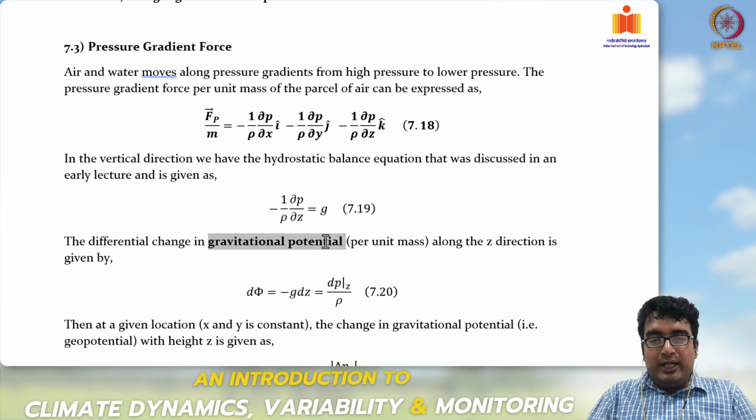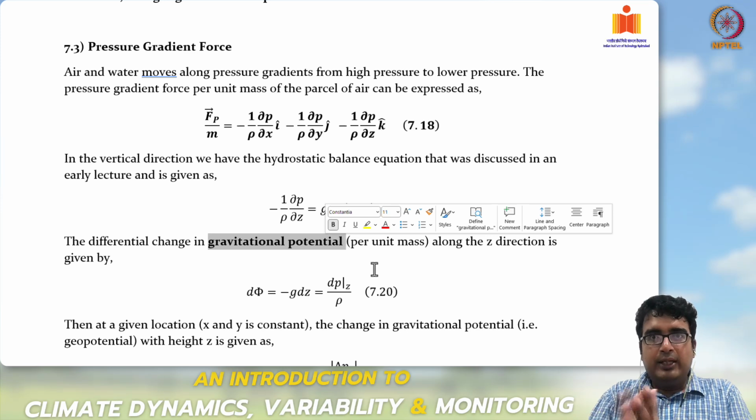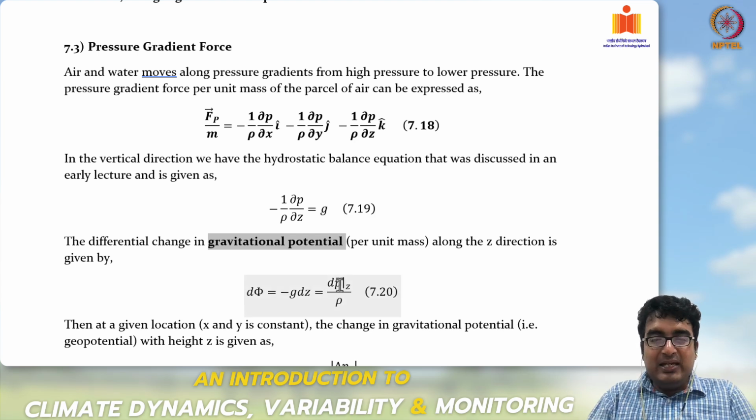The gravitational potential per unit mass is basically gz. The gradient of the gravitational potential per unit mass, d phi in the z direction, is g dz, which from this expression here is basically the change in pressure in the z direction by density. So, the differential change in gravitational potential d phi is the differential change in pressure in the z direction by density.